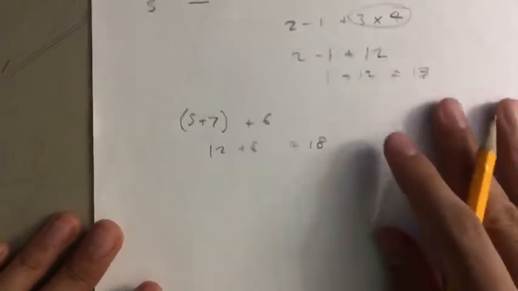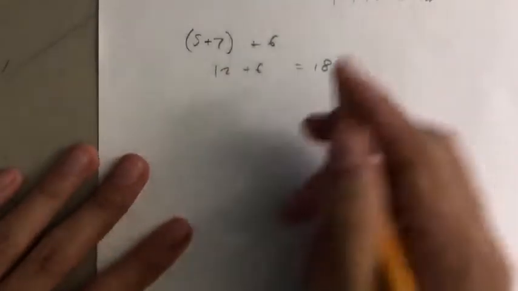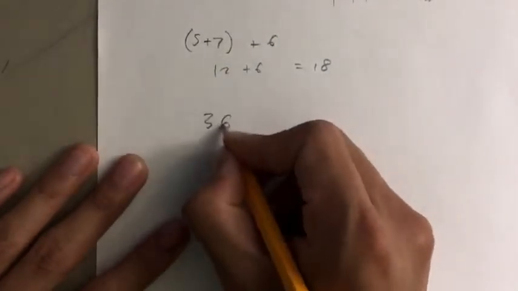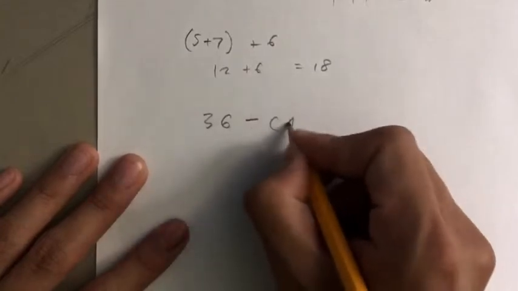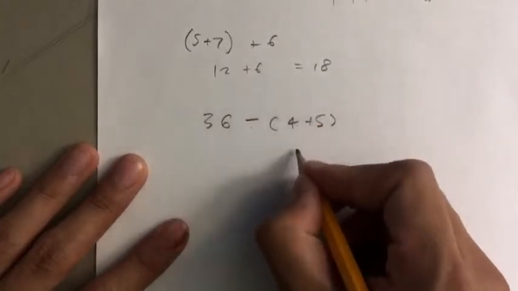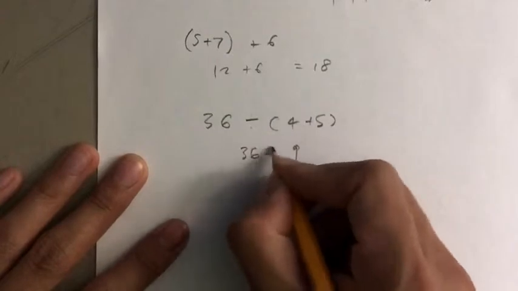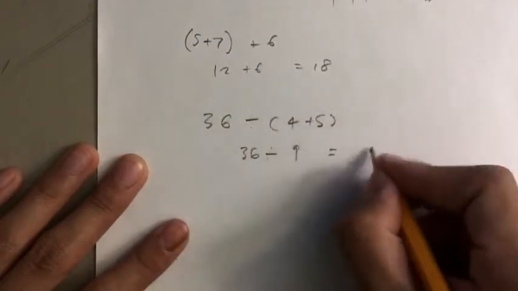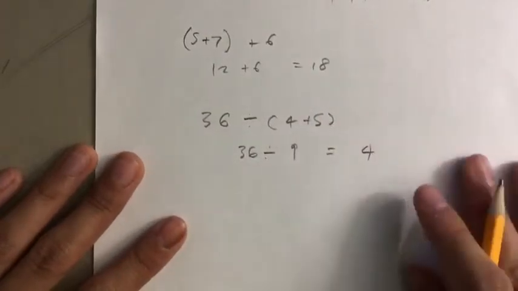Okay, so let's do one more problem. 36 divided by 4 plus 5. Well, let's do this first. 4 plus 5 is 9, 36 divided by 9. And that's 4. Okay, so let's move on.